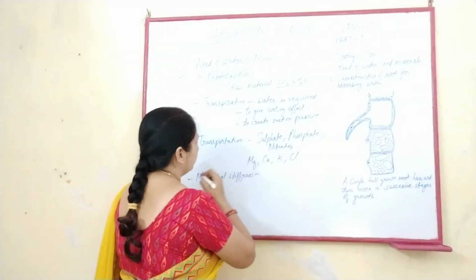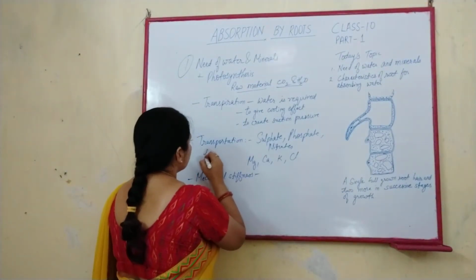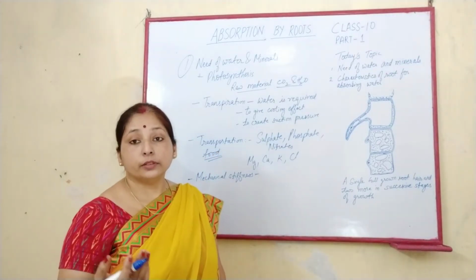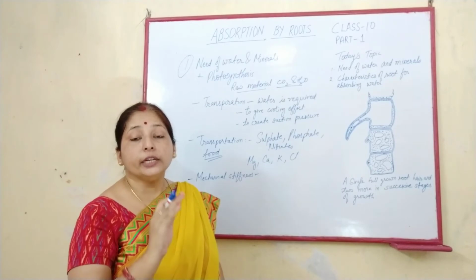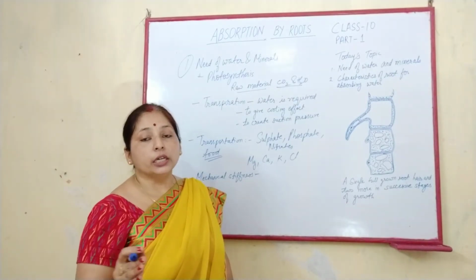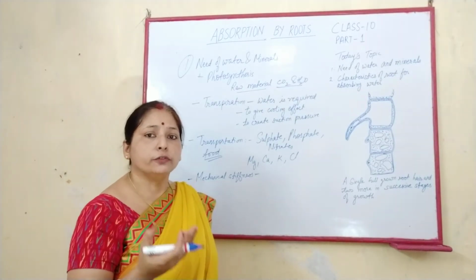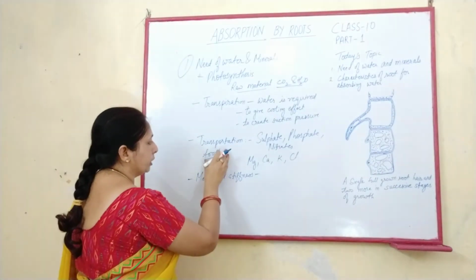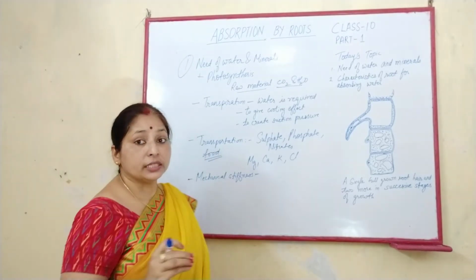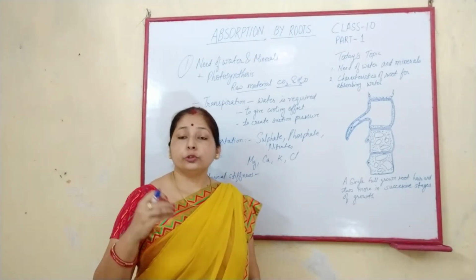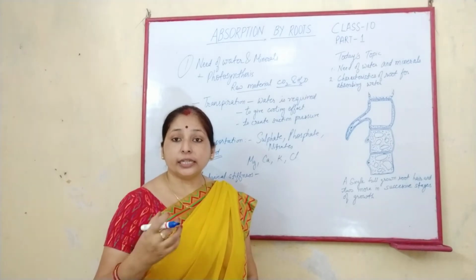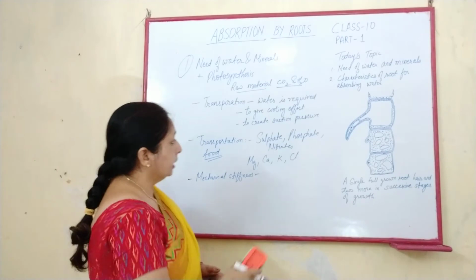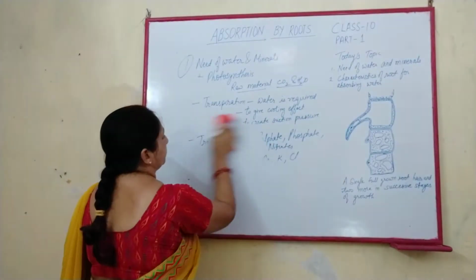One more thing I forgot to write here, that is transportation of food. Food which is prepared in the leaves is transported with the help of water to the other parts of the plant. So transportation of food is also by water. Water is the medium for that transportation process. Mechanical stiffness: movement of water from root to shoot creates turgidity, provides stiffness for the plants to stand erect on the surface of the soil.